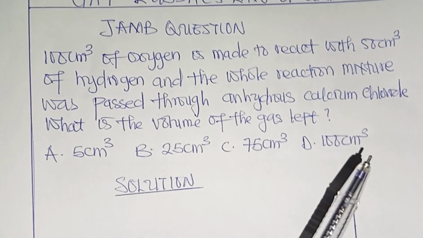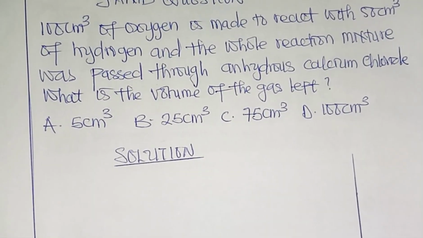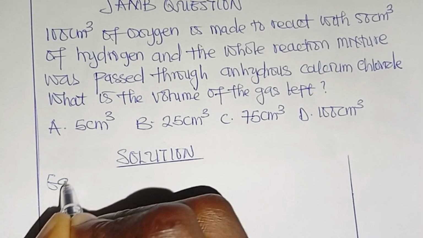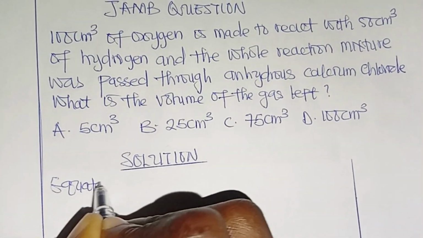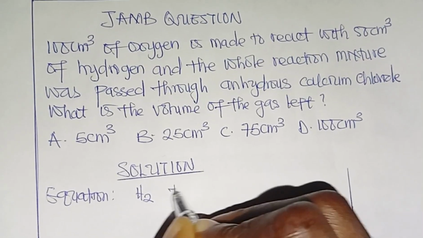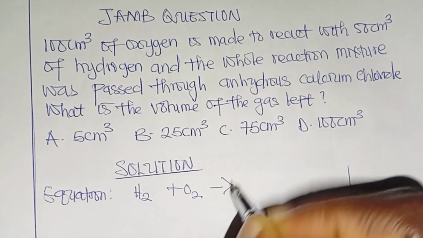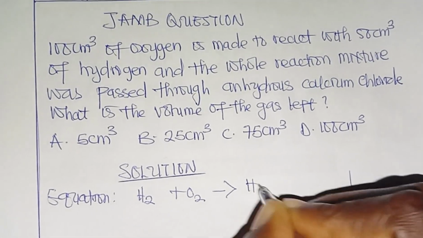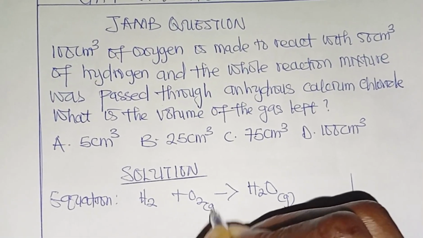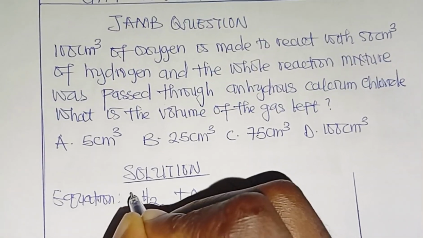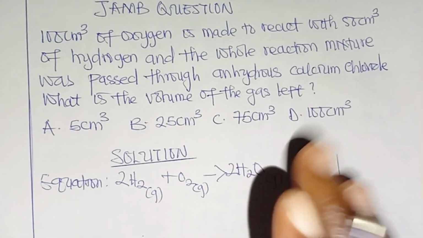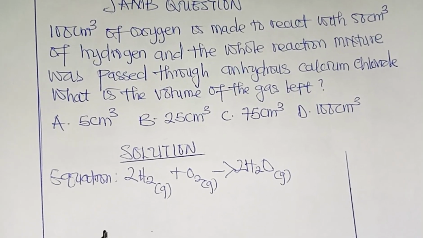This is very simple. Now pay attention. What's the first step? Write out the equation for the reaction. That's hydrogen. Remember, hydrogen is diatomic alongside oxygen. When hydrogen and oxygen react, what's the product? Water. After writing down the equation, make sure the equation is balanced. The equation is balanced.